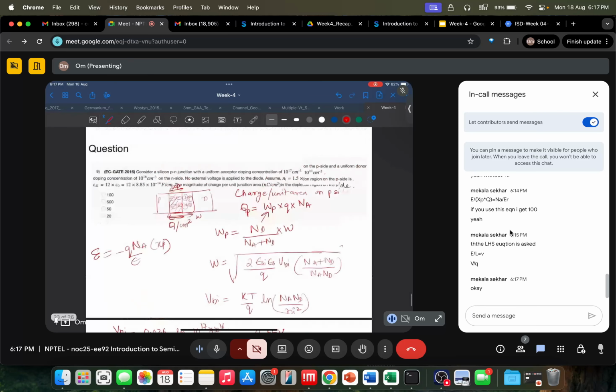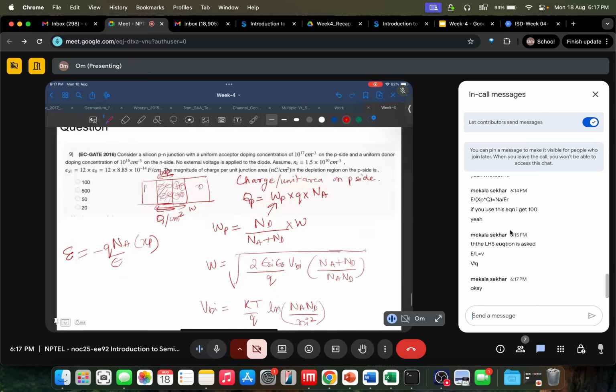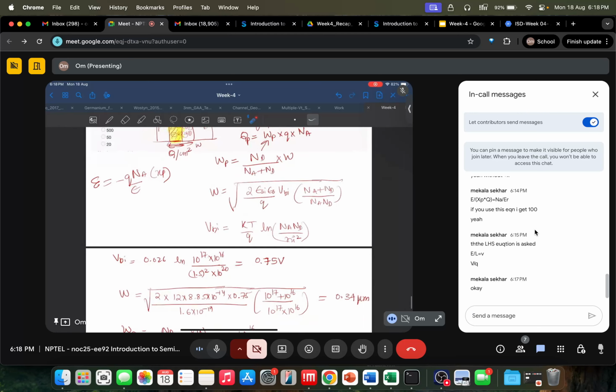Okay, so it is very important to understand what is asked, right? We have to find the charge in the depletion region on the P side. That is simply, it cannot be anything else other than this. This is the width of the depletion region, XP or WP, into the charge of electron into the doping concentration there. Okay, so I hope this question is clear.